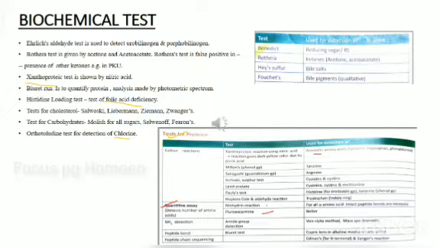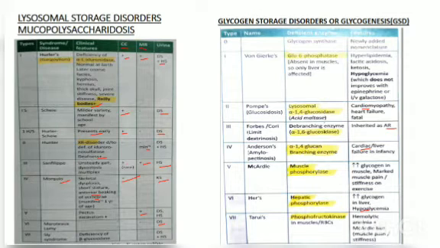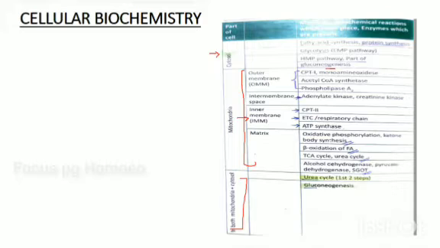Coming to the peptide bond, we use the biuret test. Then for peptide chain sequencing, we use Edman and Sanger's reaction. Biological oxidation takes place in the inner membrane of the mitochondria.